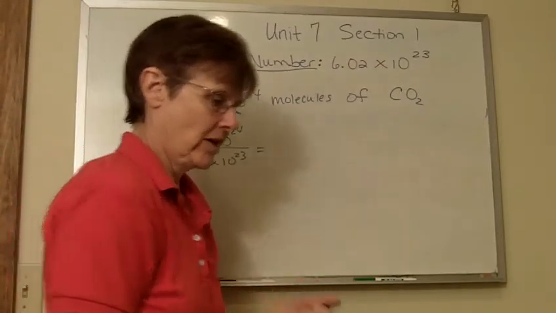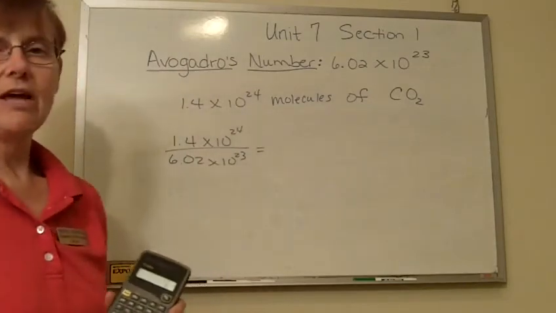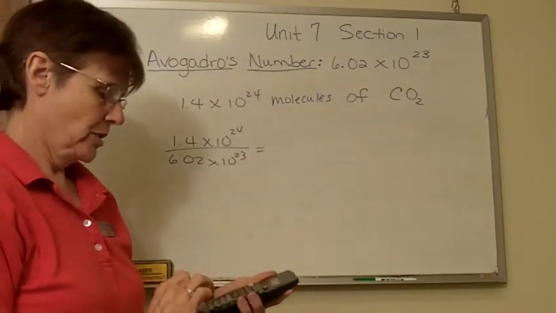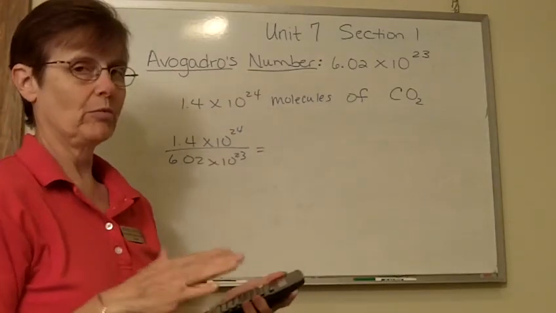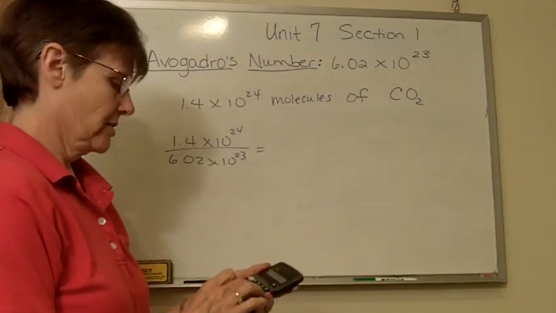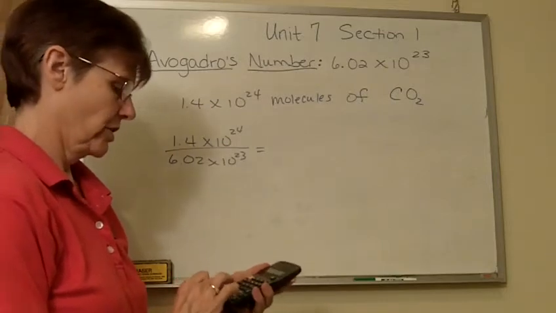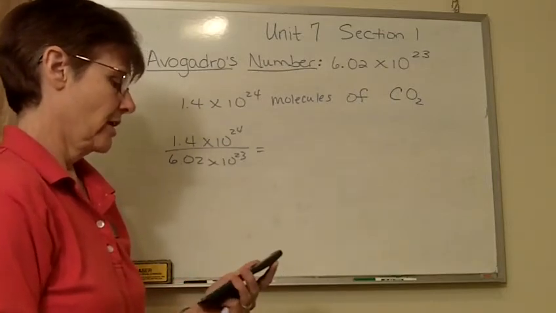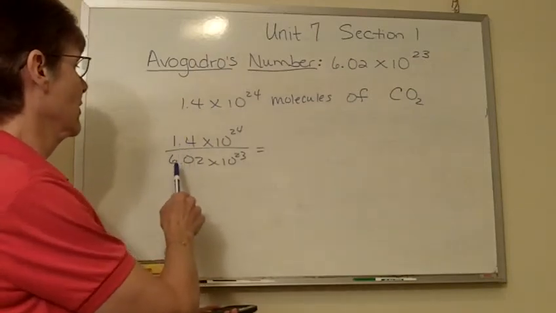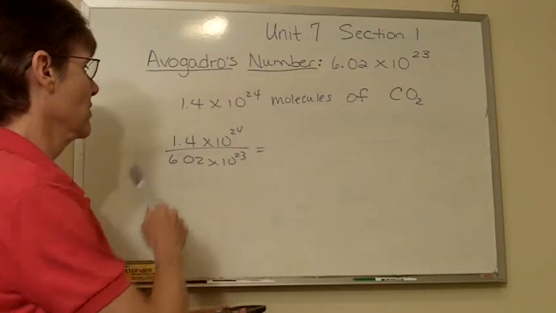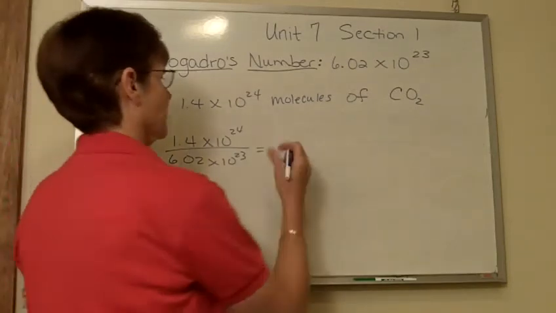Now, just in case you've forgotten how to use your calculator, this is where you use that EE button. So I'm going to type in 1.4 EE24. Remember, we don't put any tens in. And then I'll say divided by 6.02 EE23. And that gives me, let's see, according to this I can have 2 significant figures because this has 2 and this has 3 and I have to go with the smaller number. So that's going to be 2.3.